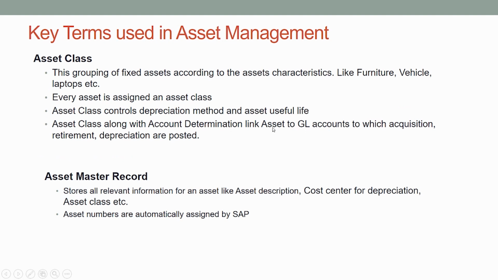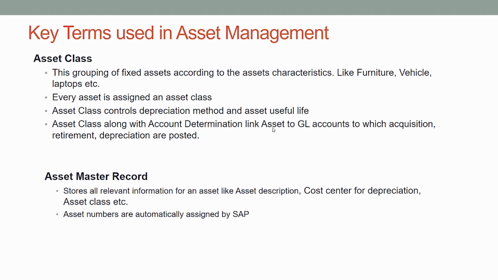Now, there are certain key terms in the asset management module. Let's look at them. Asset class. When we create assets, they are grouped under asset classes. I purchase a computer, I will create an asset class called computers. There could be computer 1, computer 2, desktop computers. All of them can be created under the asset class called computer. I purchase furniture, let's say a computer table. This will be created under the asset class furniture, not under the asset class computer.